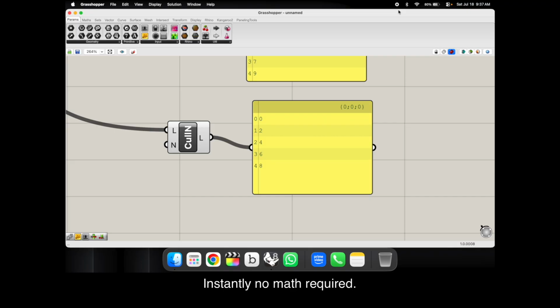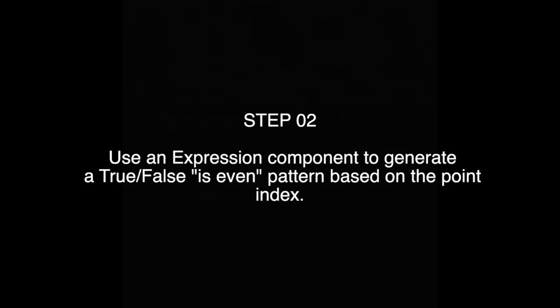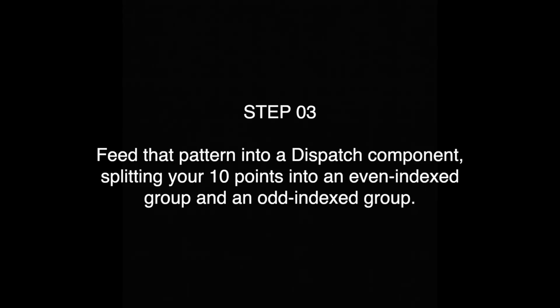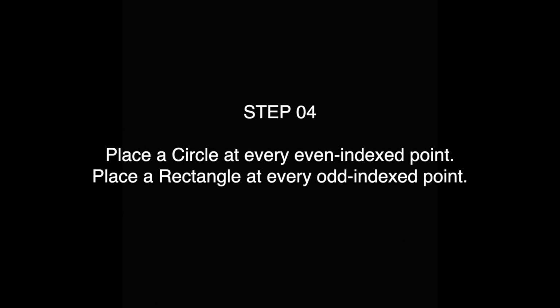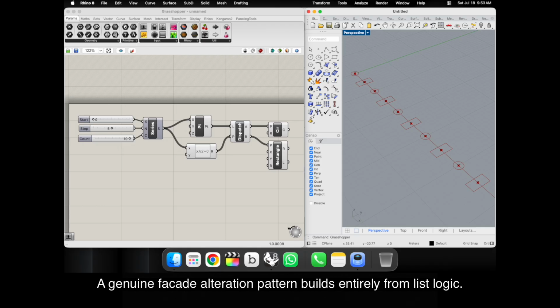Instantly, no math required. Your day 8 challenge. Build a 10 item list of points spaced along the x-axis. Series into the Construct Point component, X driven by the series, Y and Z left at 0. Use an expression component to generate a true or false is even pattern based on the point index. Feed that pattern into a Dispatch component, splitting your 10 points into the even index group and an odd index group. Place a circle at every even index point. Place a rectangle at every odd index point. The result: alternating circles and rectangles along a line.